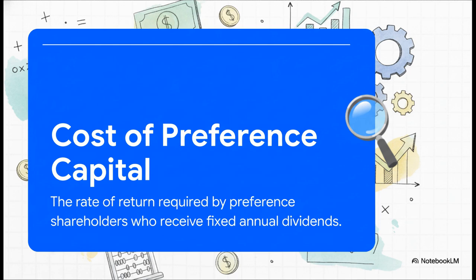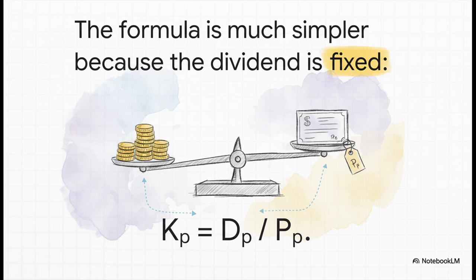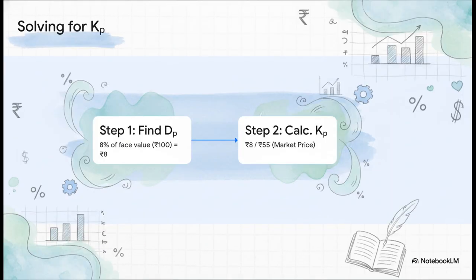That predictability makes the calculation a simple comparison between that fixed dividend and what the share is worth on the market today. And the formula is just as simple as the concept. The cost, KP, is just the annual preference dividend, DP, divided by the market price of the preference share, PP. That's it.